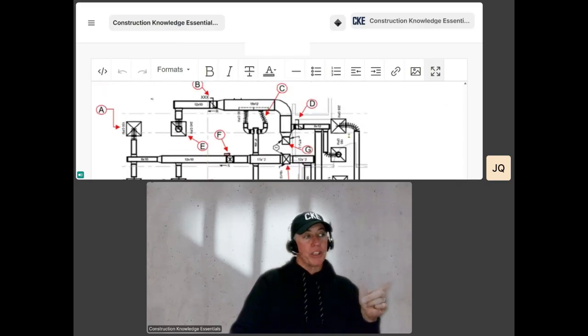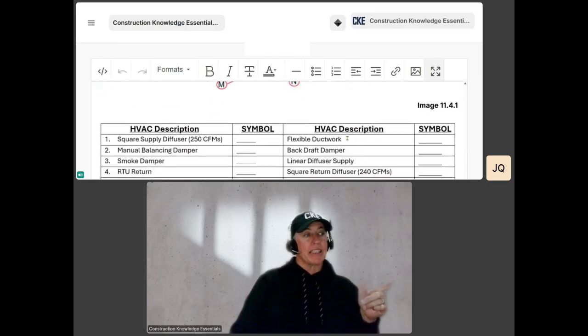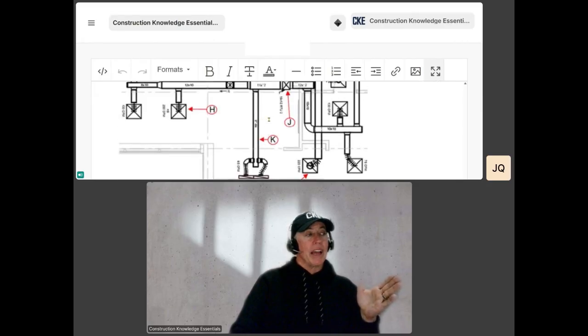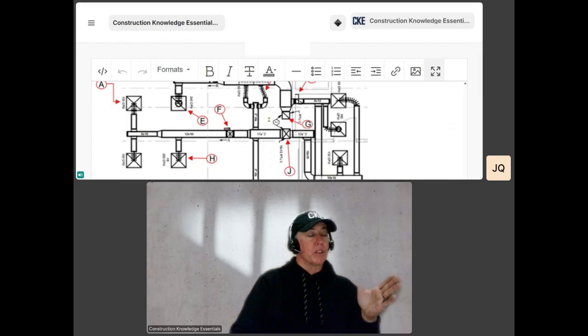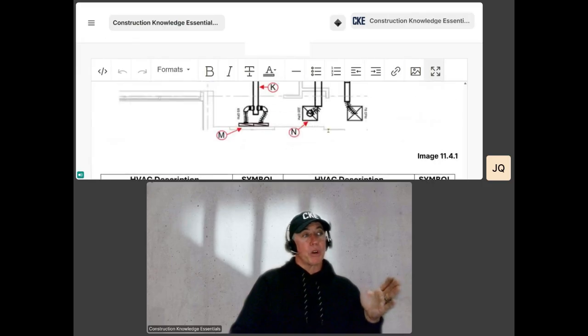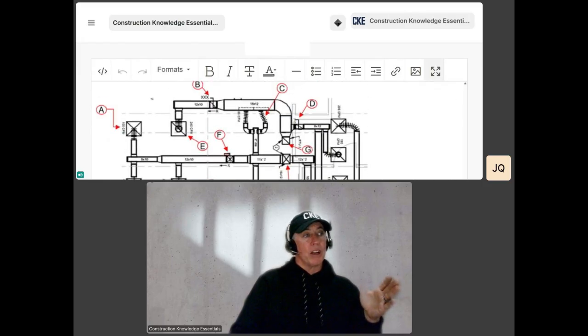With that comes questions about what they are. And you'll see as I scroll up like this, square supply diffuser supply, right? So you're looking for the X, 250 CFMs, and we're going to look for that. Oh, 250 CFMs. That's it. H would probably be right there. And then flexible ductwork. If you were to look here, that would be C. That's the flexible ductwork.